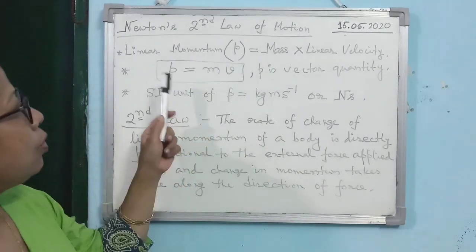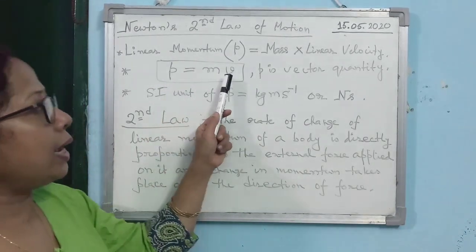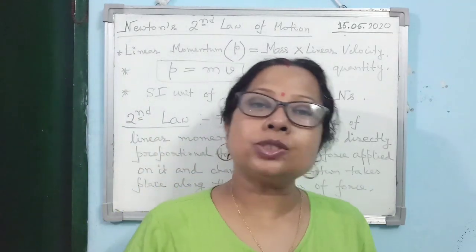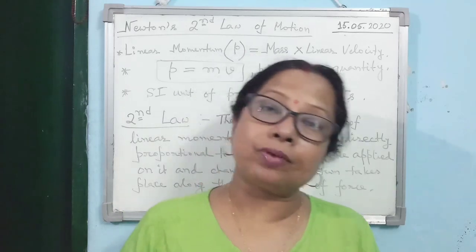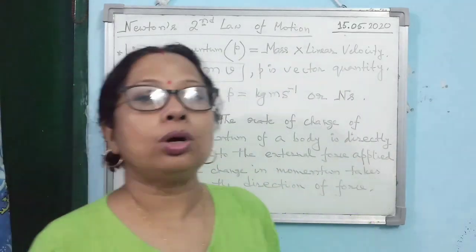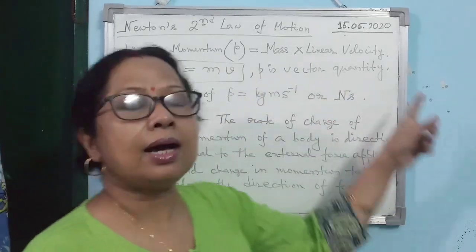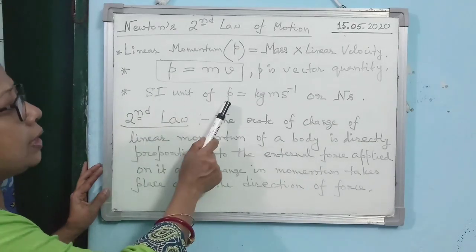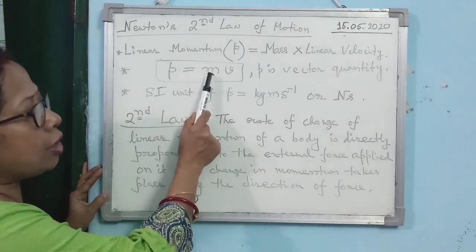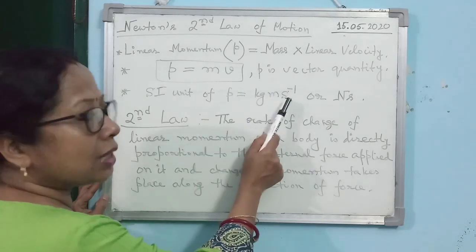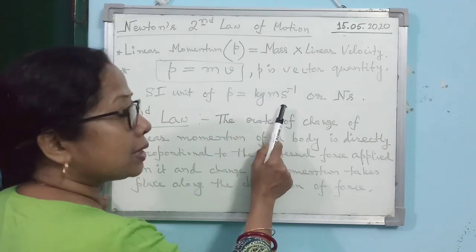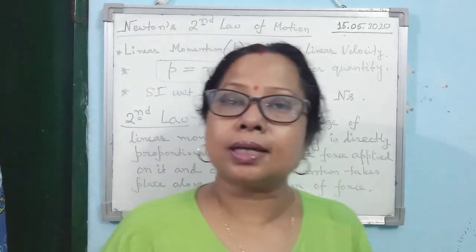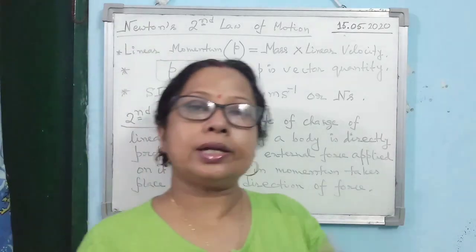So symbolically you can write that P is equal to m into v, where v represents the velocity. Now, as we know, mass is a scalar quantity but velocity is a vector quantity. So linear momentum P is a vector quantity. And what is the SI unit of linear momentum? The SI unit of m is kg, the SI unit of v is meter per second. So it is kg meter per second, or you can write it as Newton second also. Newton is the SI unit of force, already studied.